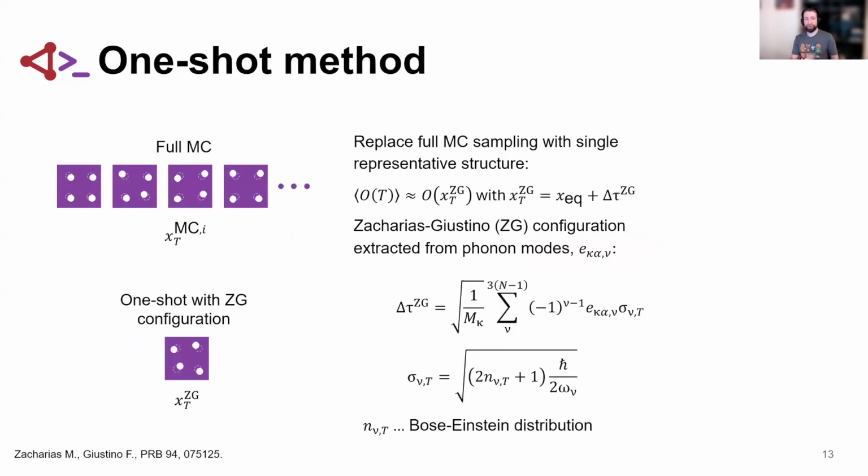And so we want to replace our full Monte Carlo sampling with just a simple structure that has a very specially chosen displacement. We call this particular displacement the Zacharias-Giustino configuration.